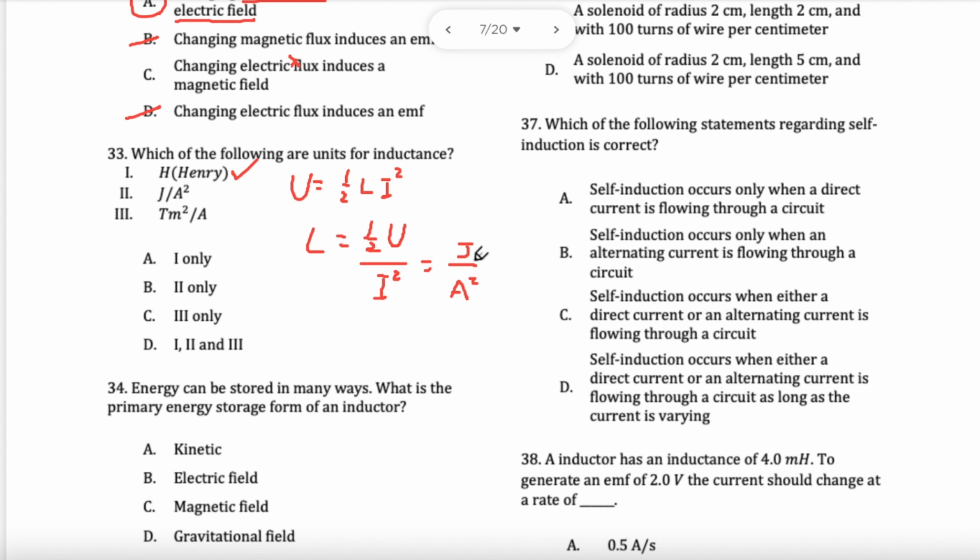The unit for energy is joules. The unit for current is amperes. I've ignored the half because it's a constant. It doesn't matter. I can ignore it altogether. It's not important. This is important. Joules per amp squared is good. So I like that one.